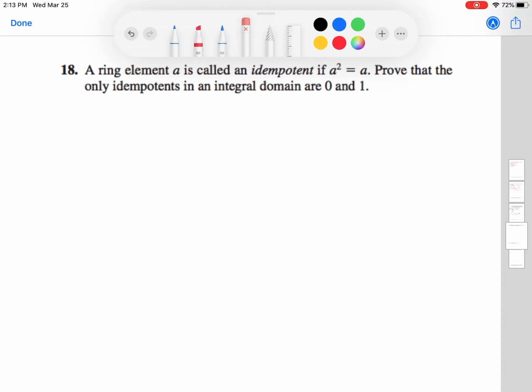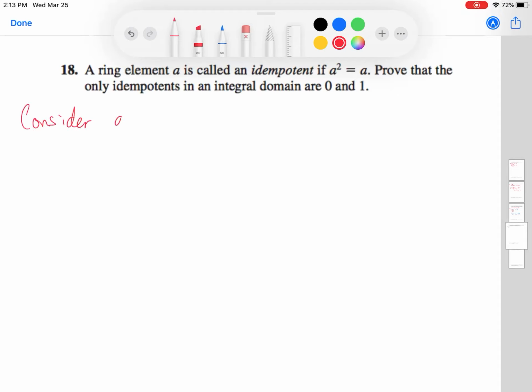Okay, what's an integral domain again? An integral domain is a ring with unity that has no 0 divisors. 0 divisors again is when we have an A that's not equal to 0 and a B that's not equal to 0, but AB does equal 0. So let's look at this.